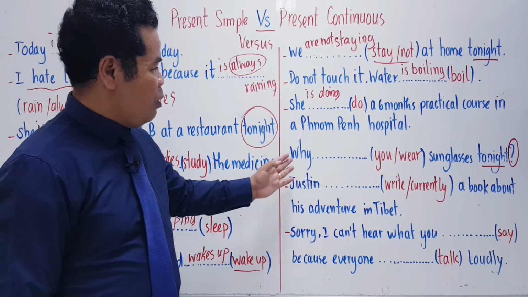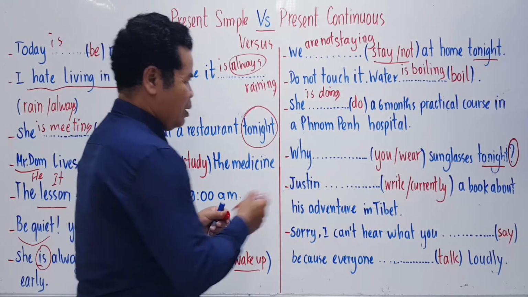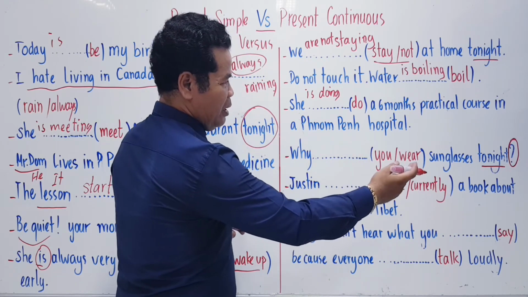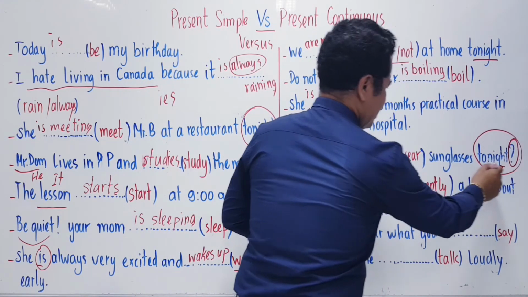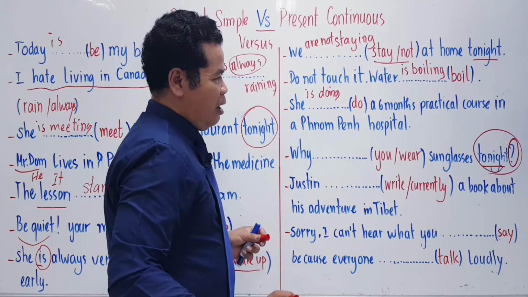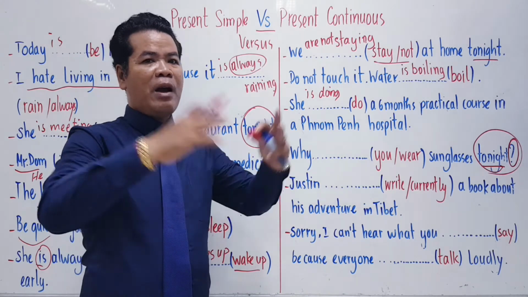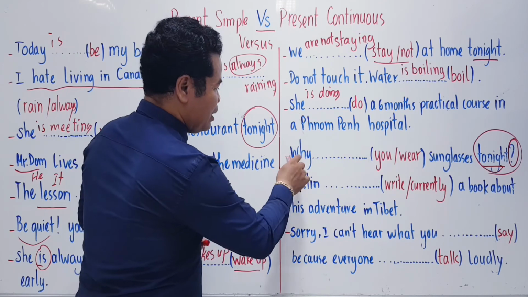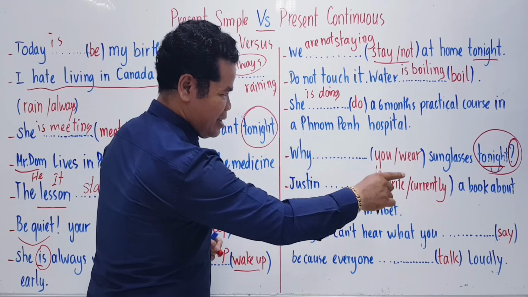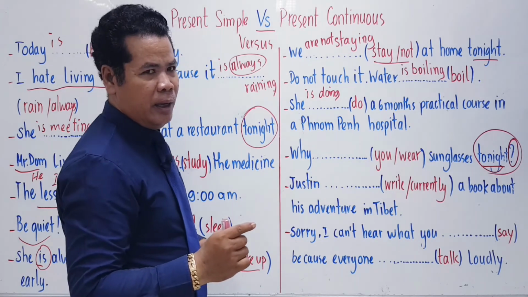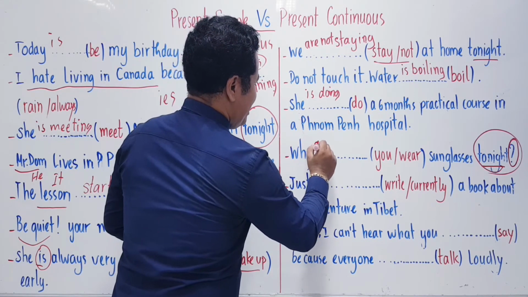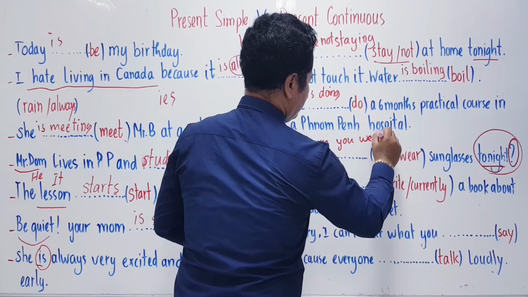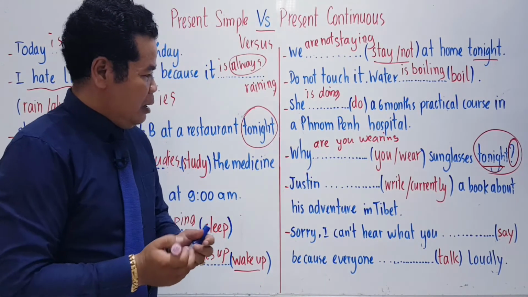Or now. Why do you wear, or why are you wearing? You can see the word tonight. Sorry, it is not a fixed plan. It is an action happening around now. It is not the fixed plan. So now look at this one. Why do you wear sunglasses, or why are you wearing? So we have: why are you wearing? Okay? Let's go to the next one.